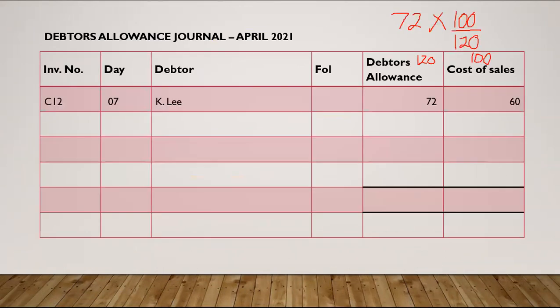So for this one, I'm going to have C13. The day will be the 15th. It was Biskosana. Under debtors allowances, I'll have 80, and under cost of sales, I've got nothing. So you put nothing, which is 0. Nothing is 0 or dash. Okay, it is an overcharge. That's why there's no cost of sales for that. We good?